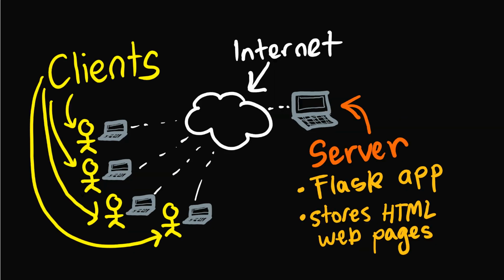Let's break that down. We have some resources that other people want to access, which in our case is going to be HTML web pages. We allow people to access these web pages through a web server, which in our case is going to be a Flask application. We refer to this setup as client-server architecture, where we have a single server running that is responding to requests for resources from multiple computers that we refer to as clients.